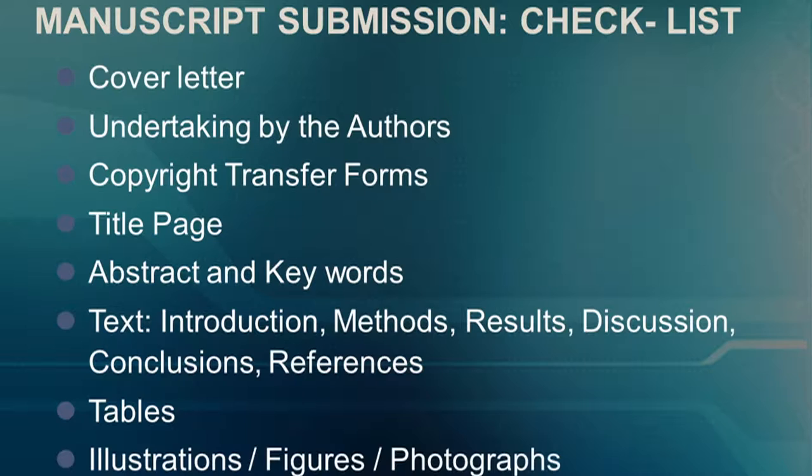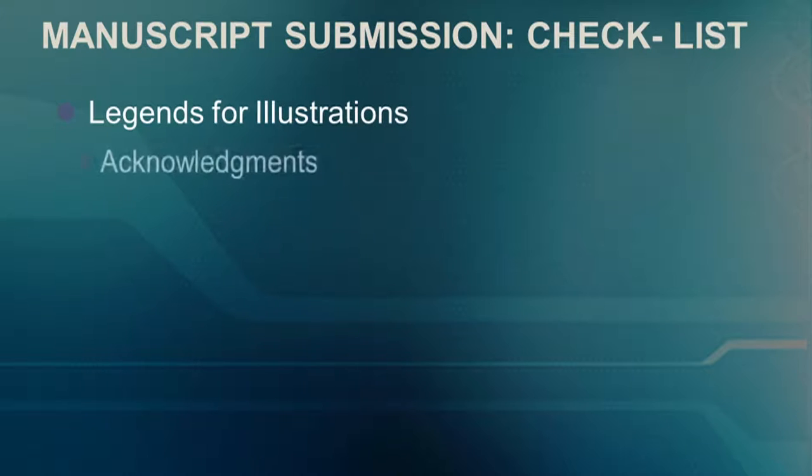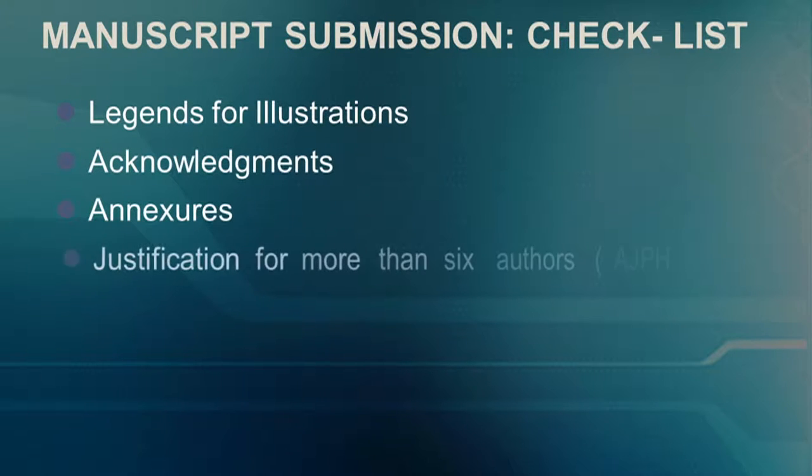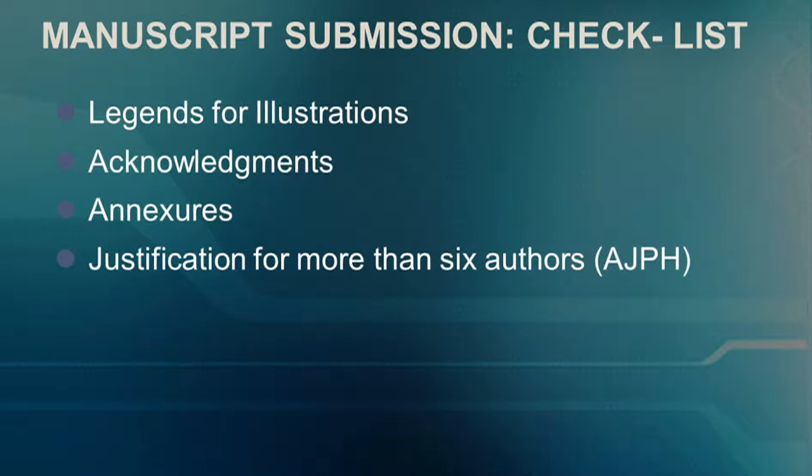copyright transfer forms are there, you have a title page, abstract, then you have the text: introduction, methods, results, discussion, conclusions, references, tables, illustrations, figures, photographs, legends for illustration, acknowledgements, annexures, and justification if you have more authors. For example, even in the Indian Journal of Public Health, if you have more than 6 authors, then as a policy they do not accept papers.